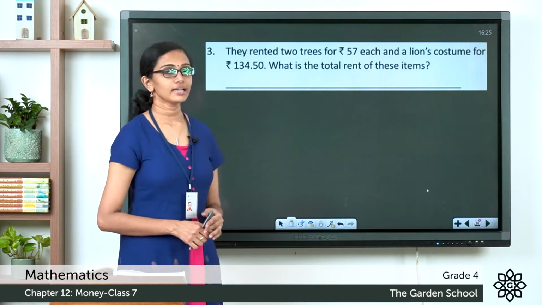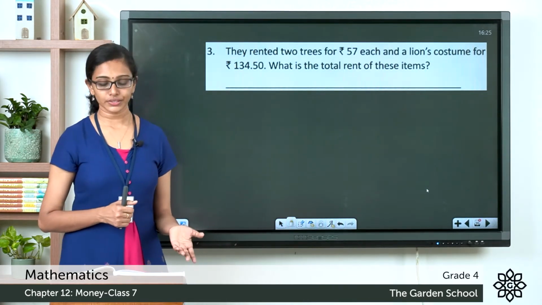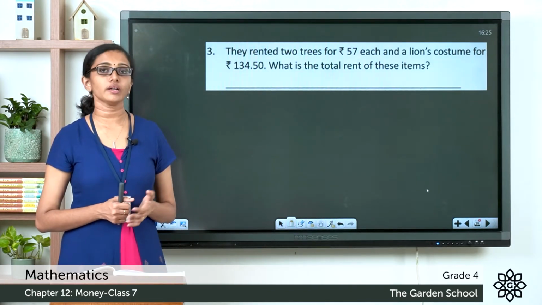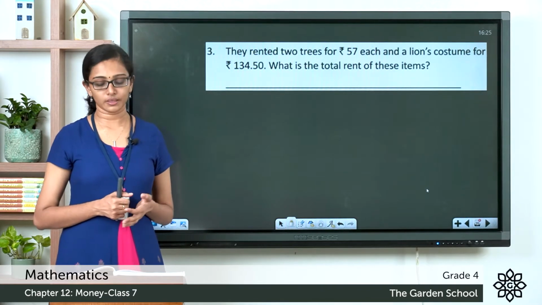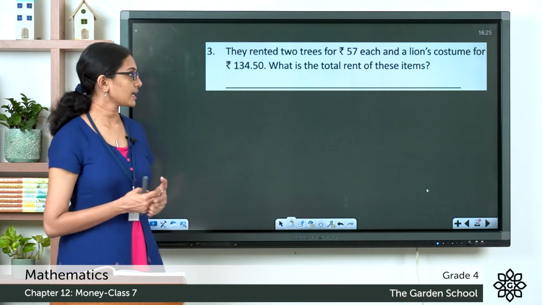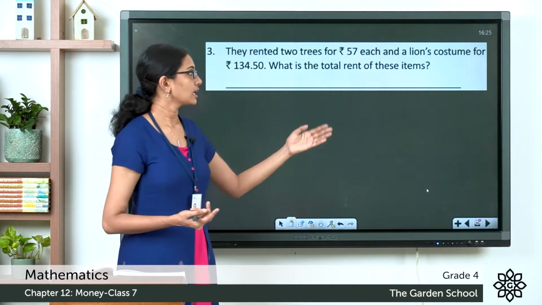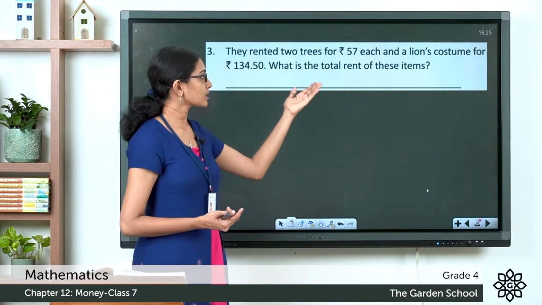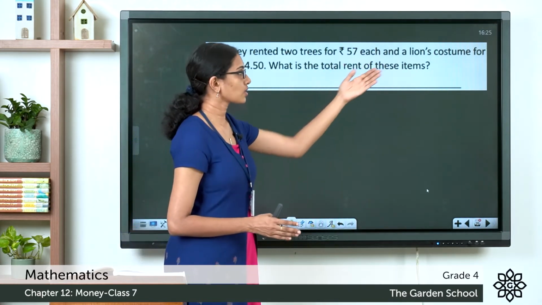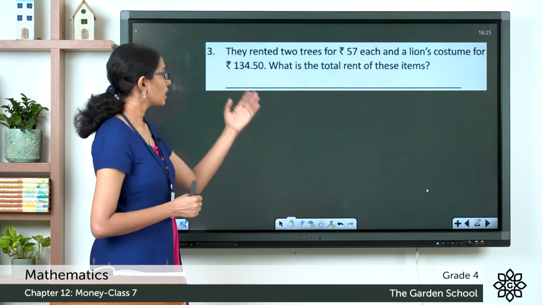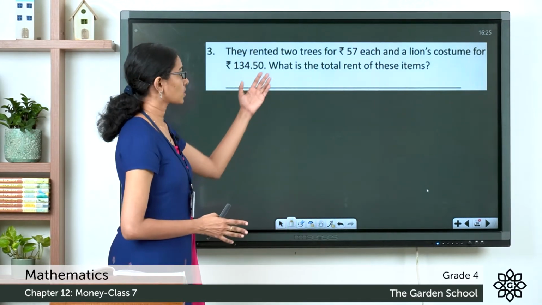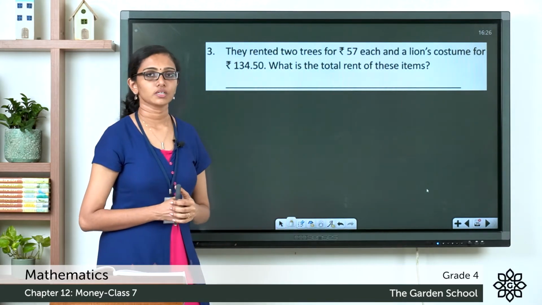Moving to the next one, they rented 2 trees for 57 rupee each and a lion's costume for 134 rupee 50 paise. What is the total rent of these items? So, for the play, they also rented 2 trees and each of the trees has a rent of 57 rupee. And they also rented a lion's costume which has a rent of 134 rupee 50 paise. Now, how do we calculate the total rent for these two items?